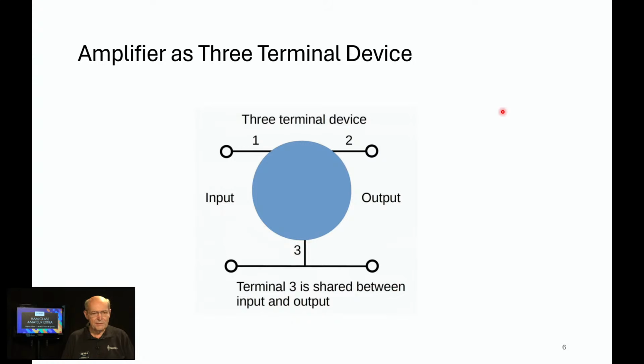Now, Kastler had a point that I found to be extremely helpful: considering amplifiers as 3-terminal devices. We'll see how this is applied. A 3-terminal device has one terminal that's common between input and output. So the input is across terminals 1 and 3, and the output across 2 and 3.